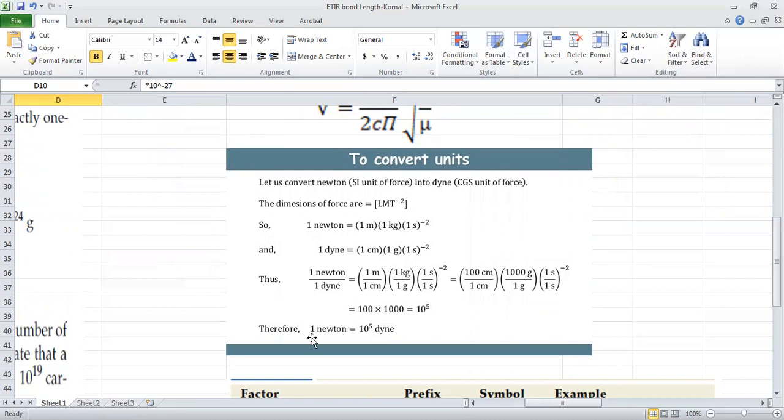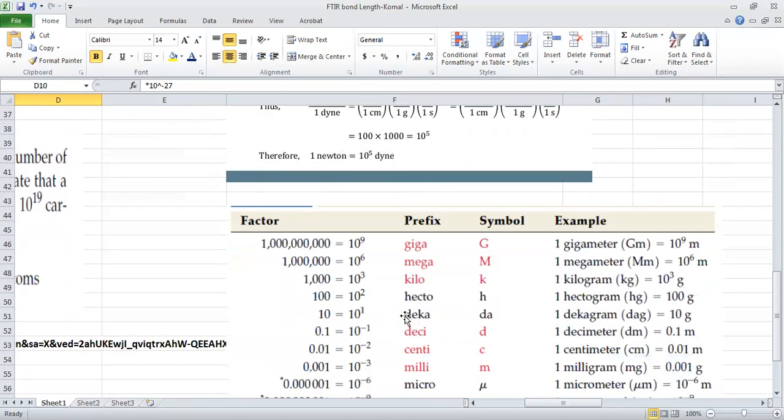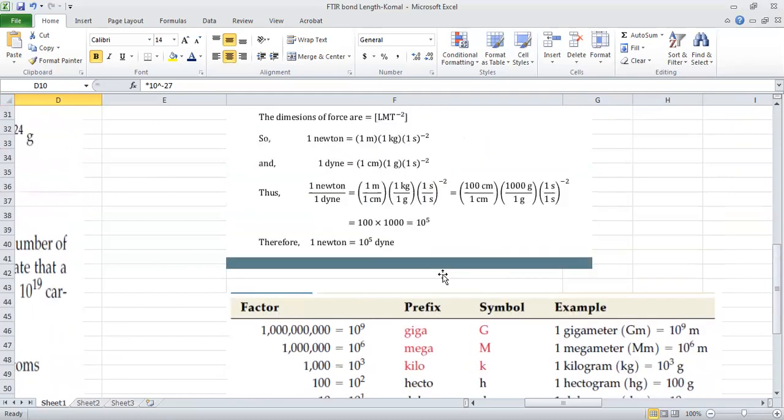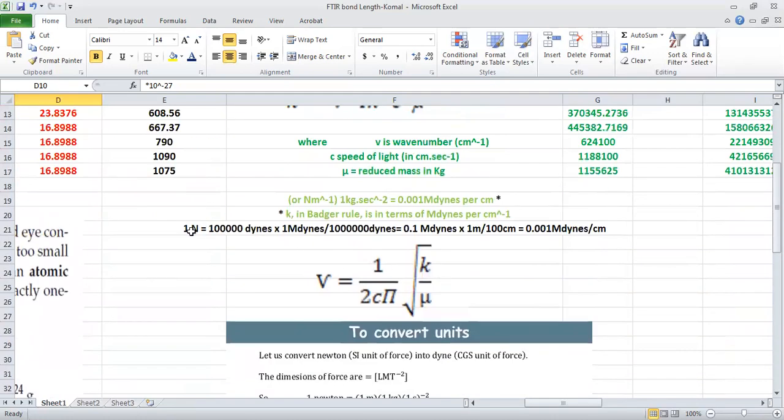Very briefly, 1 Newton is equal to 10 exponent 5 dyne, and 1 mega is equal to 10 exponent 6, whether it is megameter or megadyne. So mega is exponent 6. When it is the megadyne, that means 1 megadyne is equal to 10 exponent 6 dynes. Now I'm going to convert the units.